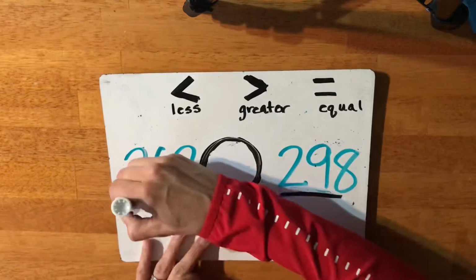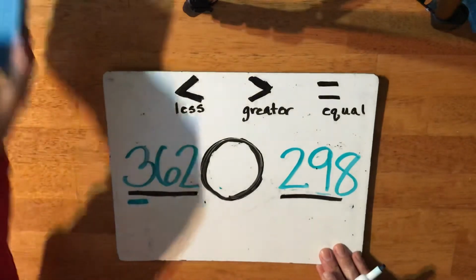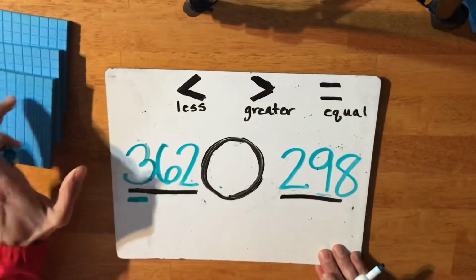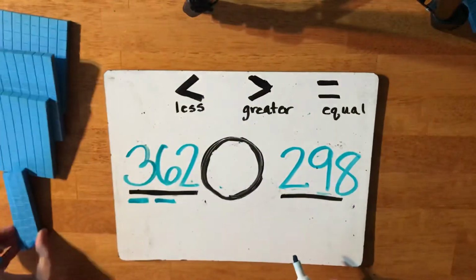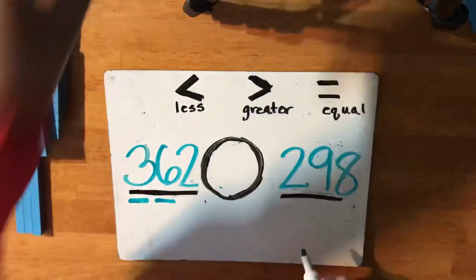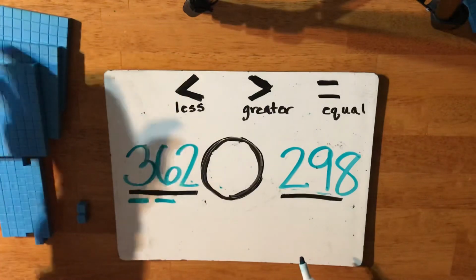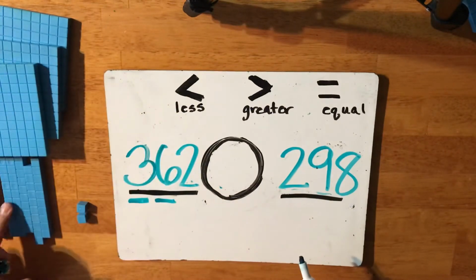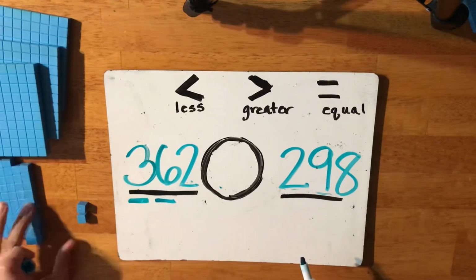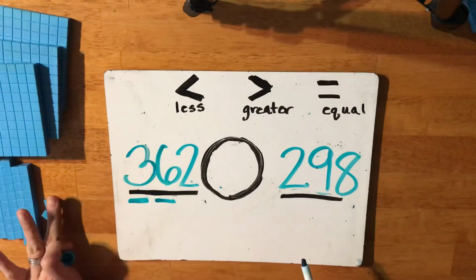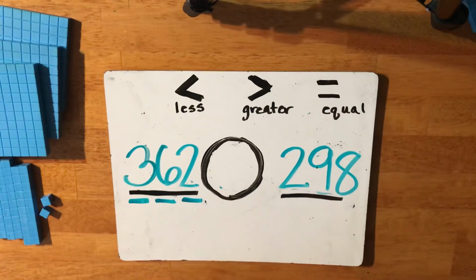So let's make it. We're going to start on the place value all the way to the left. There are 3 in the hundreds place. So I need 3 hundreds, 100, 200, 300. There are 6 tens, 1, 2, 3, 4, 5, 6. And 2 ones. 100, 200, 300, 310, 320, 330, 340, 350, 360, 361, 362. 2 ones.